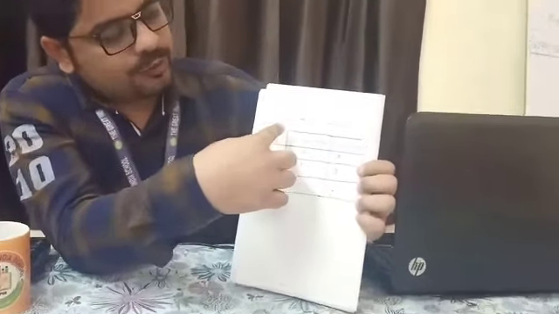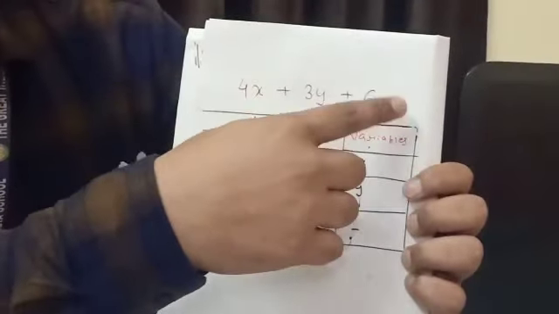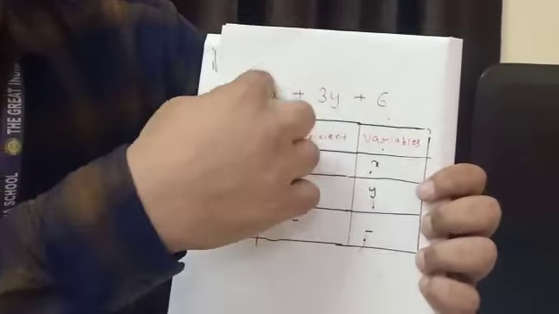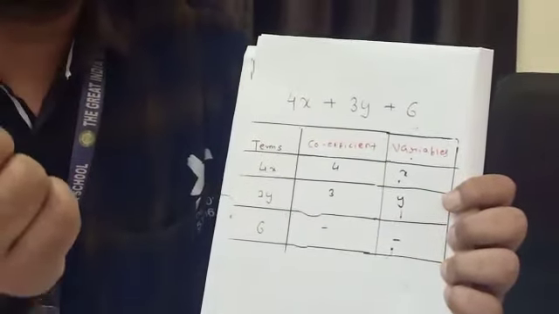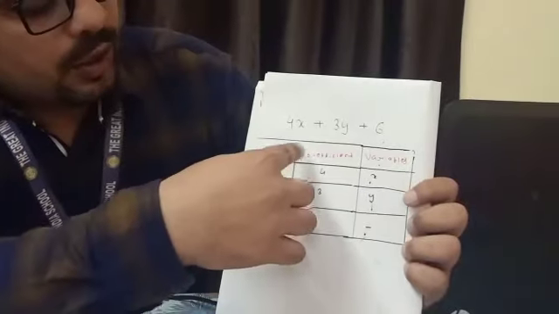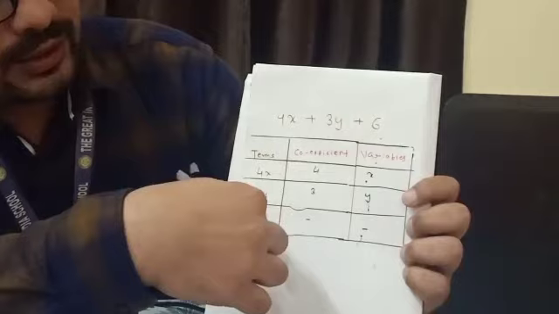Let us take the algebraic expression 4x plus 3y plus 6. How many terms are there? 3 terms are there, and it is an algebraic expression, that's why it is a polynomial. We have discussed the variables, the constant and the coefficients. How many terms are there? 4x is the first term, 3y is the second term, and the third is a constant.